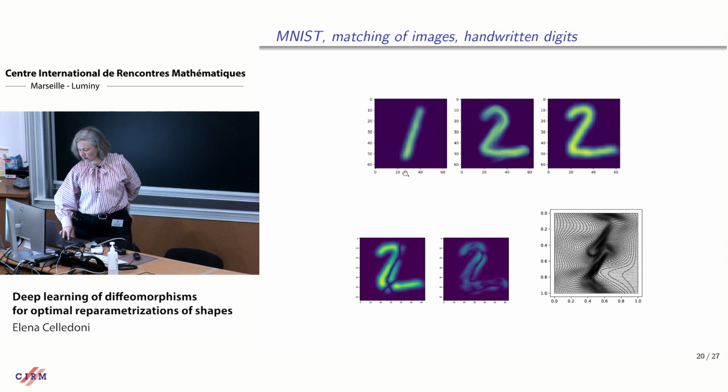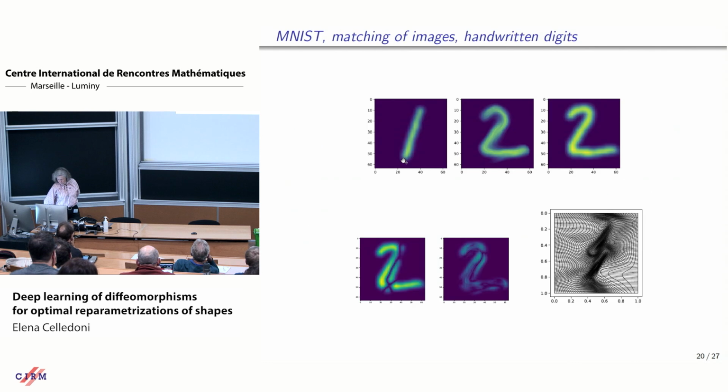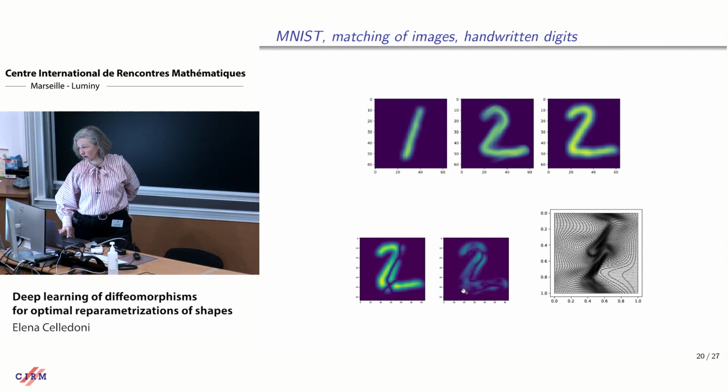So if you compute the distance between the number 1 and the number 2 without reparametrizing, you get this error here. And after finding the optimal reparametrization, you get this error here.